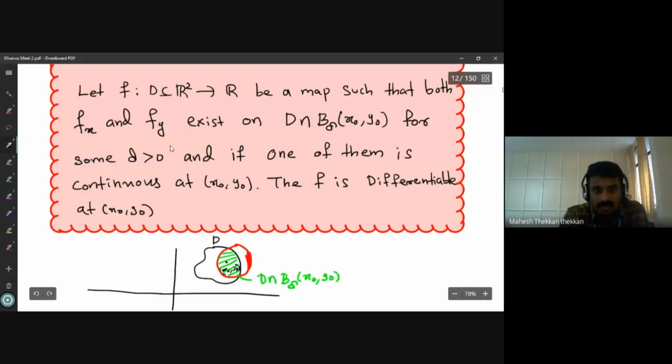and if one of them is continuous, so either fx or fy, one of them is continuous at the point (x0, y0). So in the entire region the functions fx and fy exist, and one of them is continuous at (x0, y0), then f is differentiable at (x0, y0). So in order to establish differentiability at (x0, y0), we need to check whether the partial derivatives exist, first of all, in some small neighborhood, and whether one of them is continuous in that neighborhood. If that is possible, then we can say f is differentiable at (x0, y0). Okay.